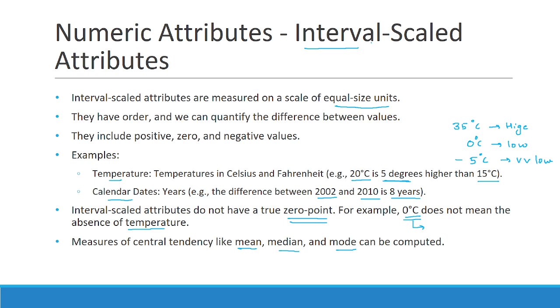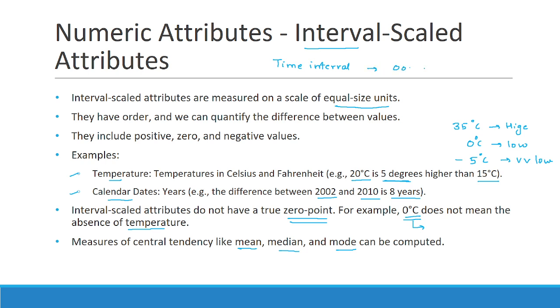Yes ma'am. So I want some examples like temperature and calendar dates. Can you give me an example of interval scale? More examples. Office time, ma'am, morning 9 AM. Very good. Time interval. Time interval can be an example of interval scale because it does not have a true 0 point.